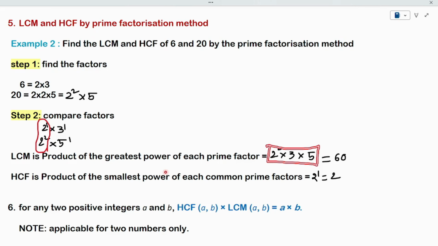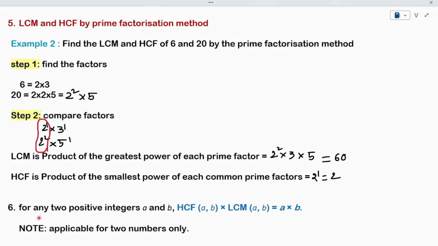In the LCM, we need to find the highest powered factor. So here the highest powered factor is 2 square. So I choose 2 square here. I do not choose 2 power 1. Why? Because I need to choose the highest powered factor. So I choose 2 square. So by multiplying 2 square into 3 into 5, I got 60 as the LCM.